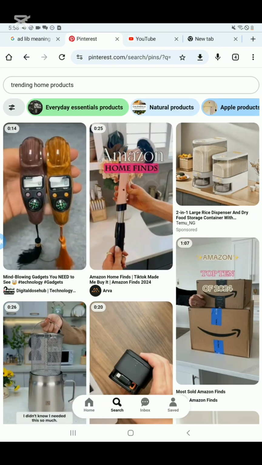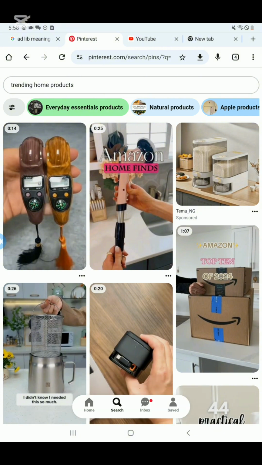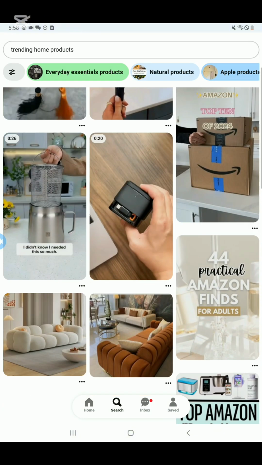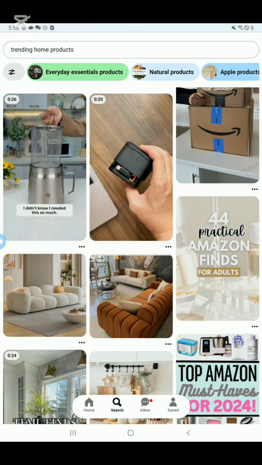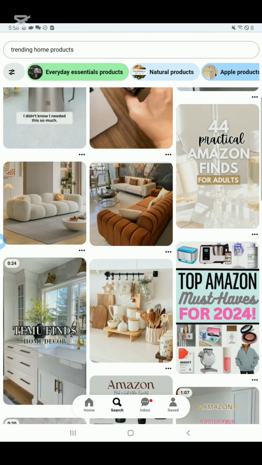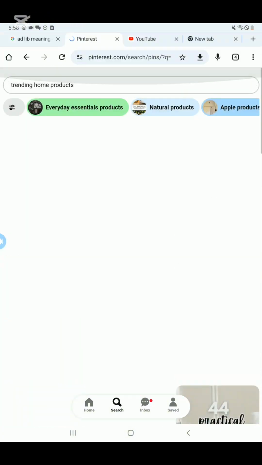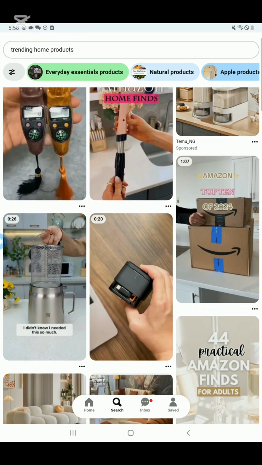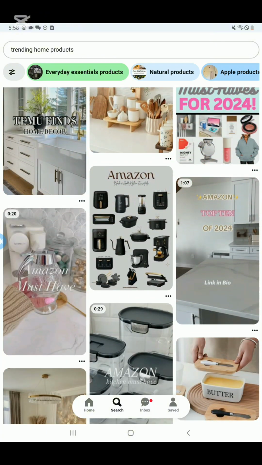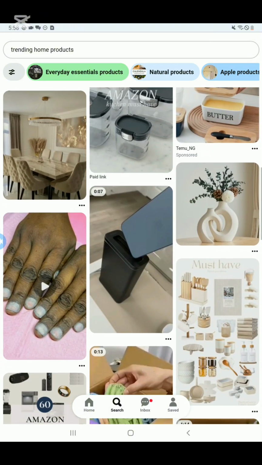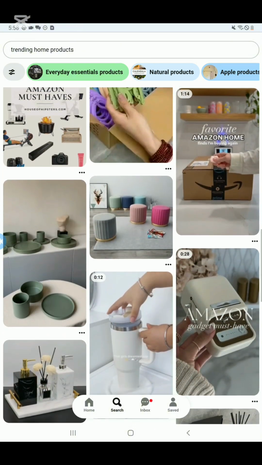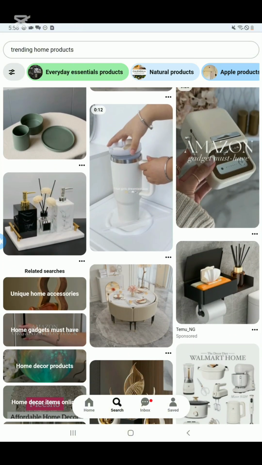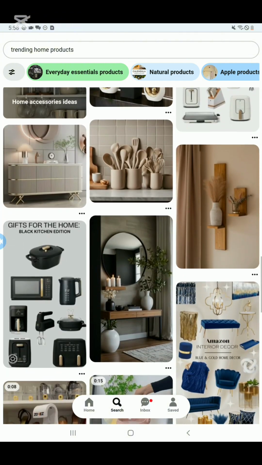So yeah, for this example, here you see a lot of products. A lot of products will pop up, but most of them are more geared to the US market. But you have to be selective about what you are doing. So let's see what we can find on Pinterest today. You just scroll. It's beautiful, this one. The interface is cute.